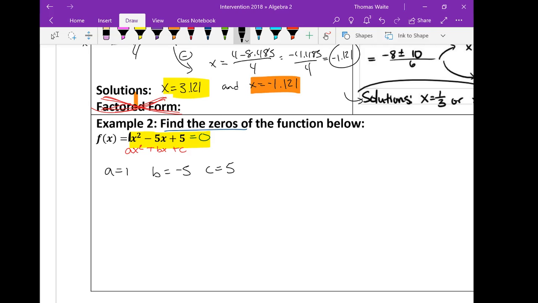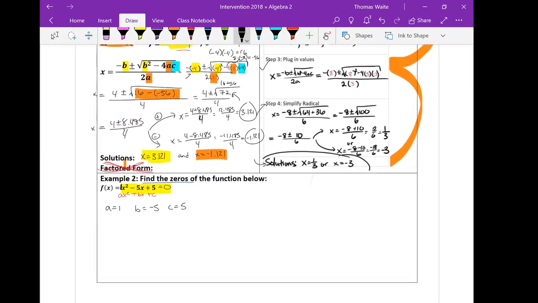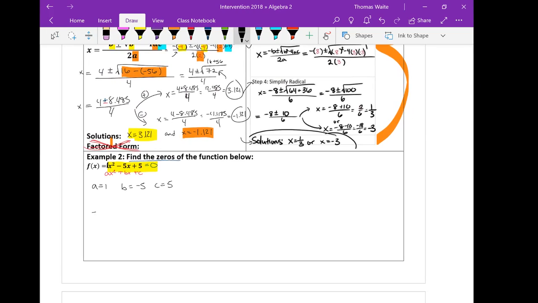Okay. We have our coefficients. That's kind of like our step 2. Check. Step 3, we just have to plug them in. All right, that's easy. X equals negative something plus or minus the square root of something squared minus 4 times a times c all over 2a.